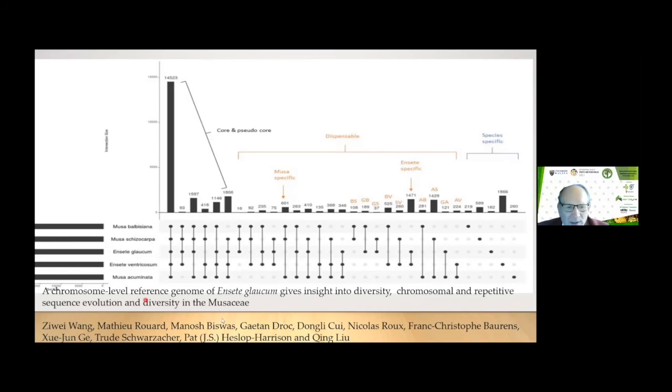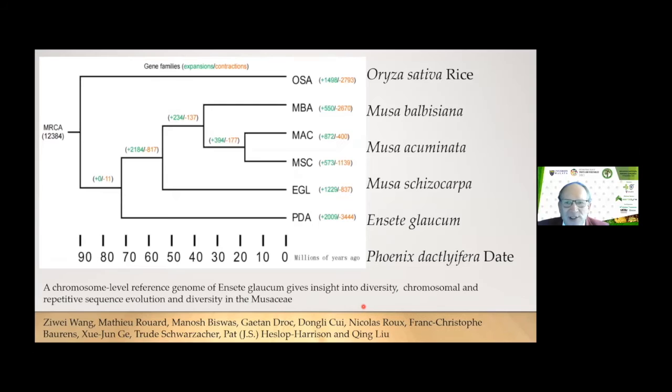We're just working on this paper led from Dai Wang and Qinglo at South China Botanical Garden, Guangzhou, and here we can see exactly what the range is. It's all in collaboration with Gert and Drock and Matthew Ruad and Nicholas Roux, Frank Christoph Barons at CIRAD, who put together the genome browser and done a lot of the analysis here.